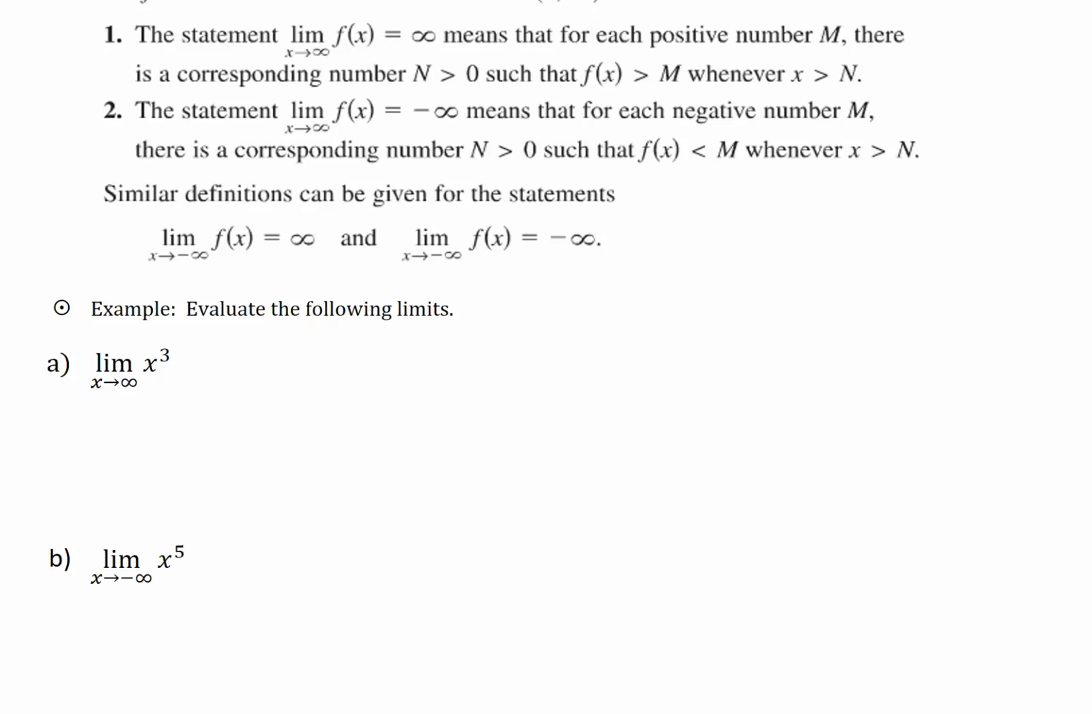So basically this is saying pick the largest positive number you can think of. There's some large positive number N, such that as long as x is greater than N, then f of x is greater than your choice of positive number. And there's a version of this for negative infinity as well.